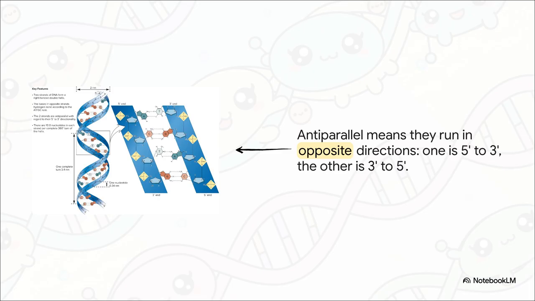Take a look at the diagram. You can see the strand on the left goes from 5' at the top down to 3' at the bottom, but its partner on the right, it runs the other way, 3' at the top, 5' at the bottom. This is the only way the whole thing works. The bases just wouldn't line up to form those hydrogen bonds otherwise.